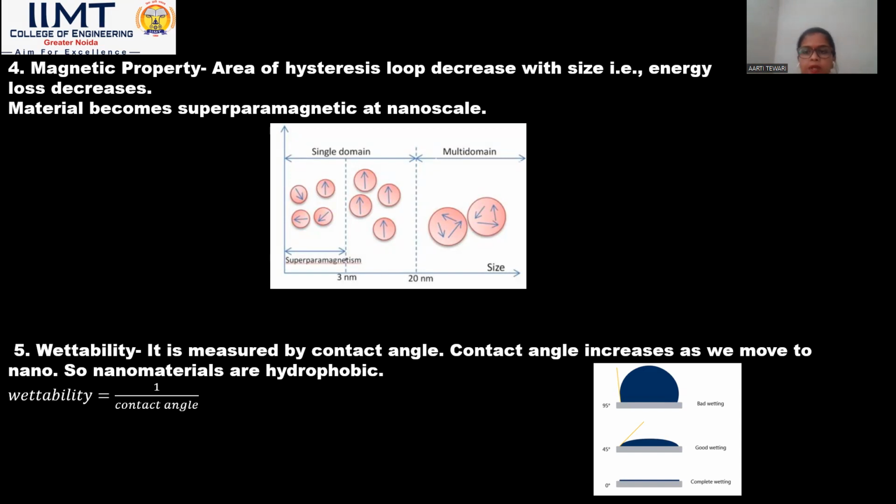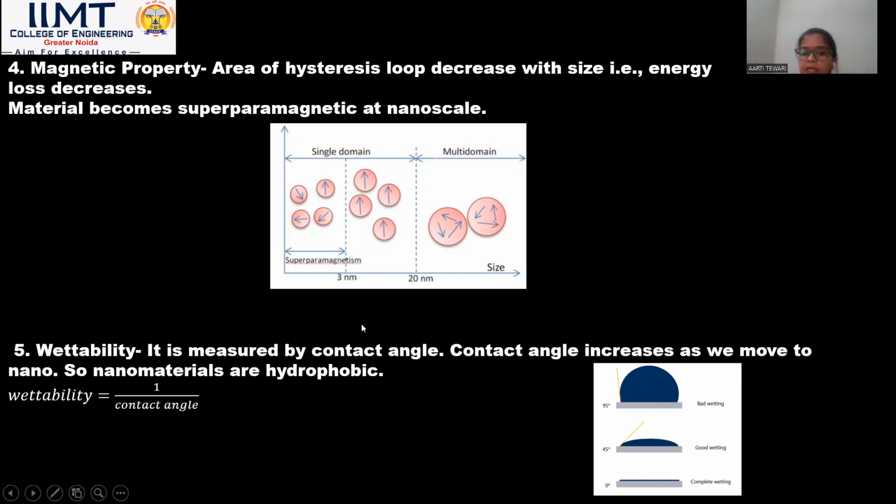So you see that the contact angle increases as you move to nanoscales, right? You can see also here in the figure, for the bulk, you have a 0 degree contact angle. As you're decreasing the size of the particle, the contact angle is increasing. And because the contact angle increases, the wettability would decrease. And that is primarily the reason why the nanomaterials are hydrophobic in nature.